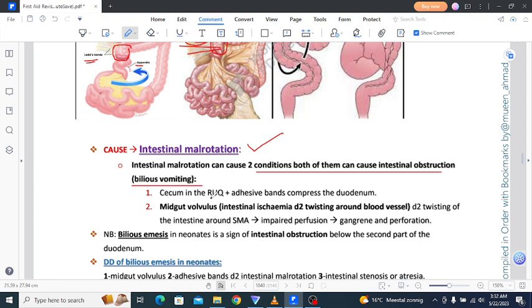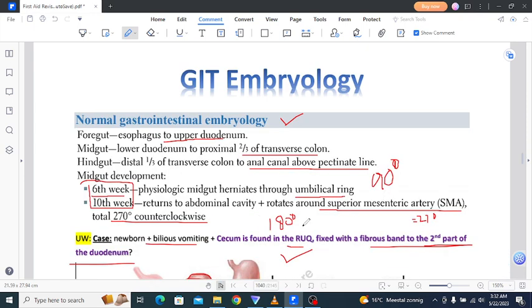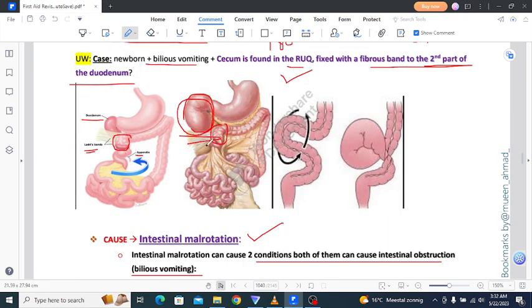Number one is the cecum in the right upper quadrant with adhesive bands which compress the duodenum. And number two is midgut volvulus, which is intestinal ischemia due to twisting of the intestine around the superior mesenteric artery. So both problems are happening around the superior mesenteric artery because, as we have seen, the rotation of the gut was happening around the superior mesenteric artery. So if there is malrotation, there will be Ladd band formation and the cecum in the right upper quadrant.